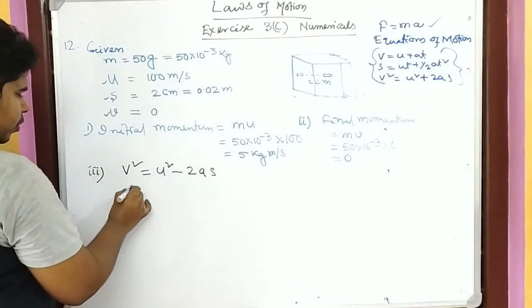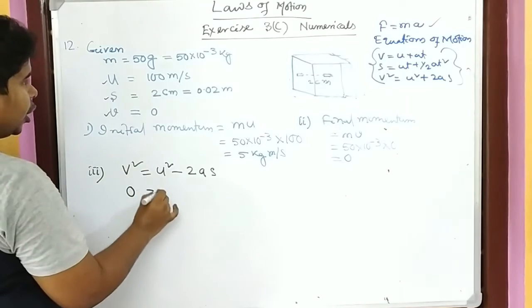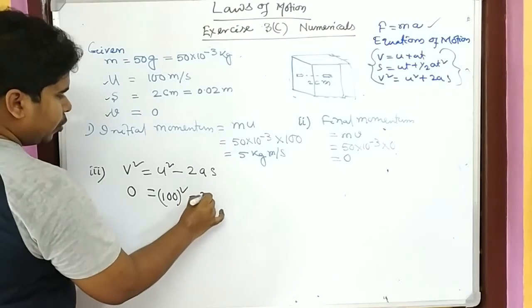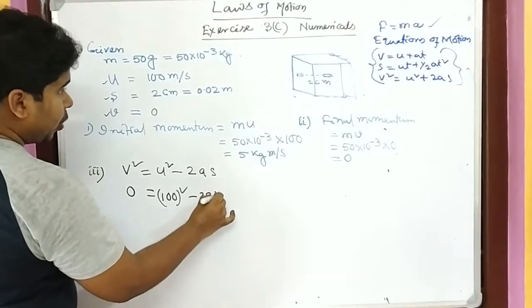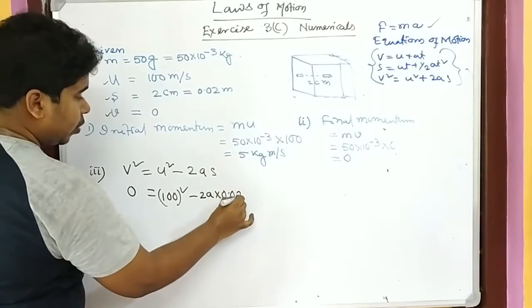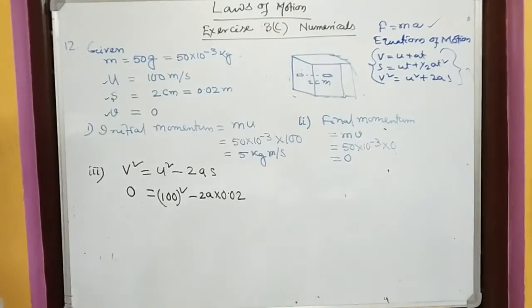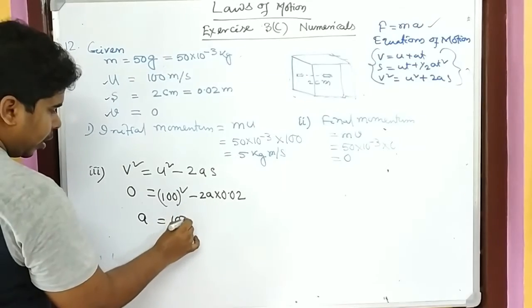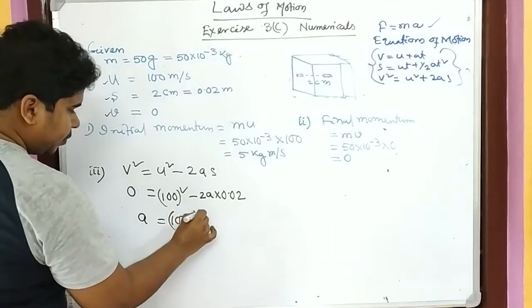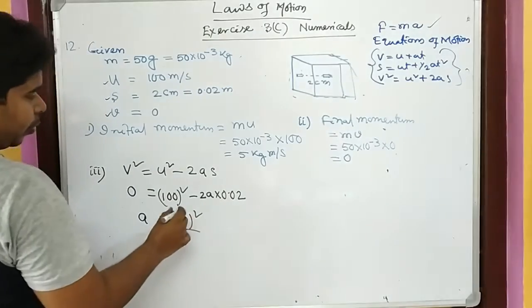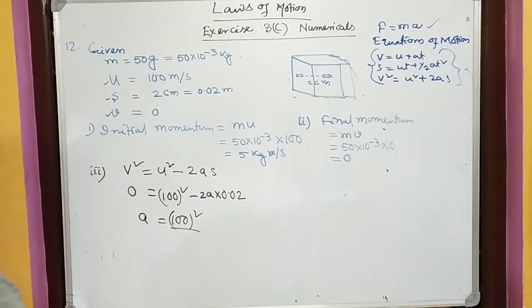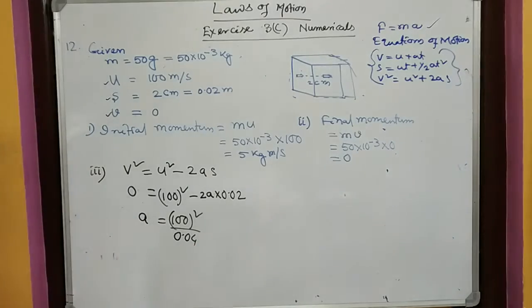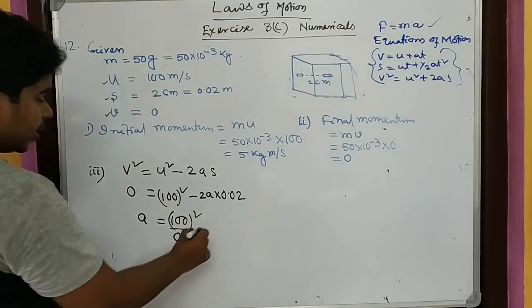If we put the values, V square means 0, U square means 100 square, minus 2 into A into 0.02. Okay, so multiply it and let's see. So A equals 100 square by 0.02 into 2, so that is 0.04. Clear?